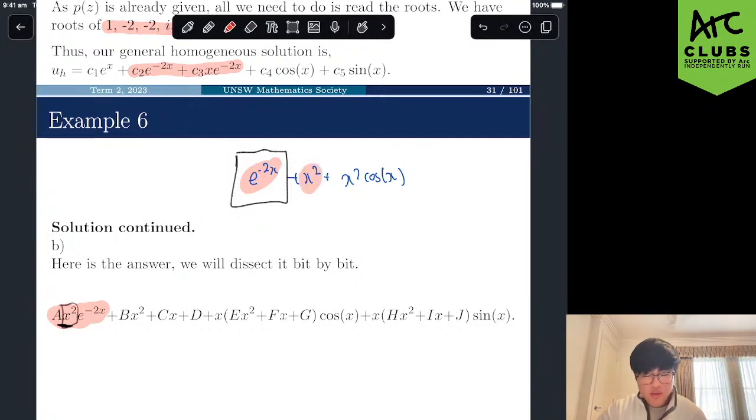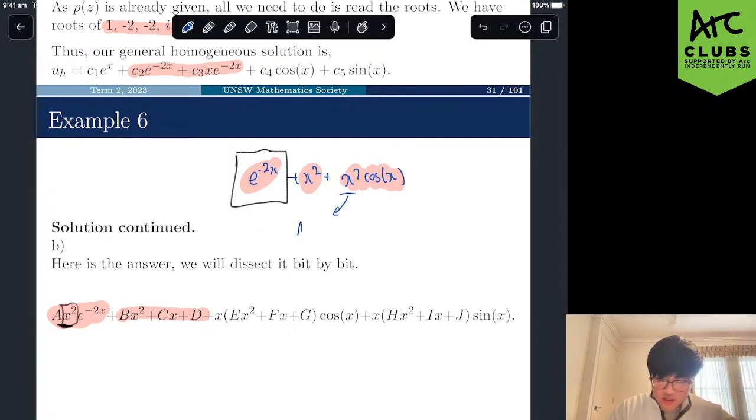All right, next is the x squared. And to guess for a normal polynomial here, we just guess a polynomial of that degree. So we make this guess bx squared plus cx plus d. And then finally, for this last part, x squared cosine x, what we have is an x squared multiplied with cosine, and the guess you make is the multiple of the two separate particular ones.